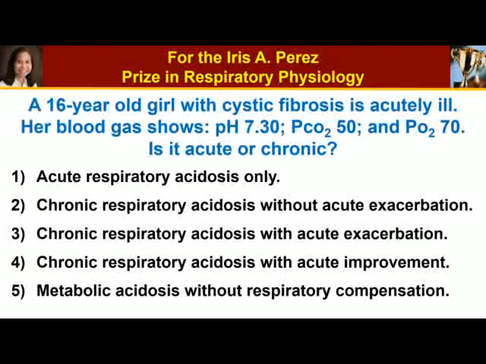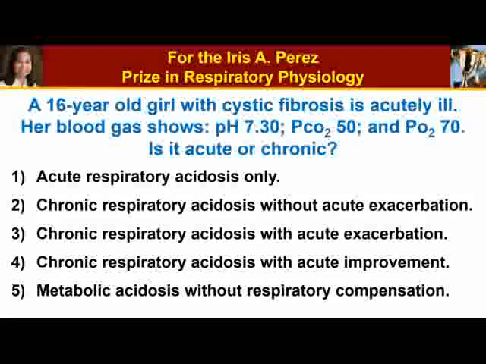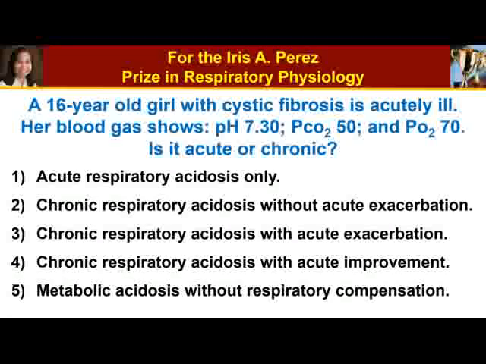A 16-year-old girl with cystic fibrosis is acutely ill. Her blood gas shows pH 7.30, PCO2 50, PO2 70. Is it acute or chronic? So the answers are: acute respiratory acidosis only, chronic respiratory acidosis without an acute exacerbation, chronic respiratory acidosis with an acute exacerbation, chronic respiratory acidosis with acute improvement, metabolic acidosis without respiratory compensation.